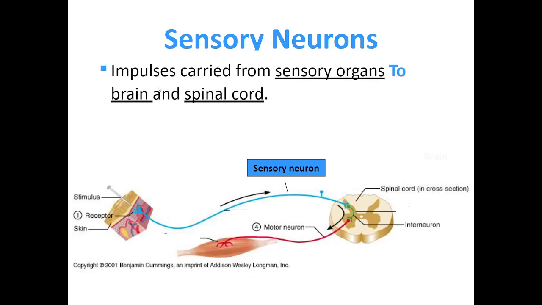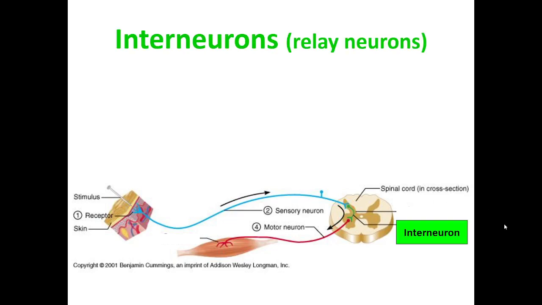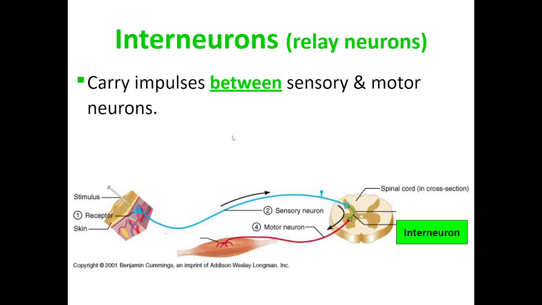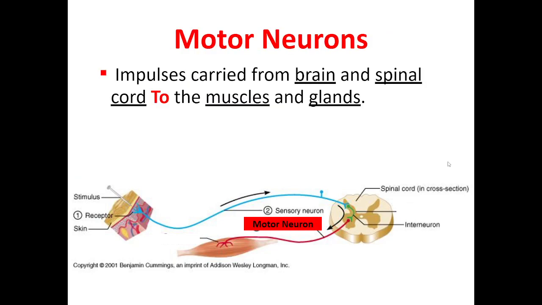Sensory neurons. Impulses carried from sensory organs to brain and spinal cord. Sense organs are vision, hearing, taste, and smell. And then there's also nerves and touch from your skin. Interneurons carry impulses between sensory and motor neurons, only in the brain and spinal cord, and it's smaller than the other neurons. Motor neurons. Impulses carried from brain and spinal cord to the muscle and glands.